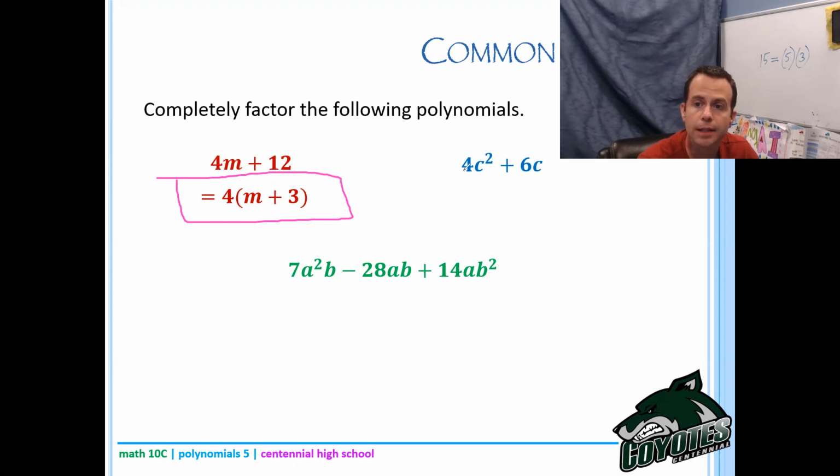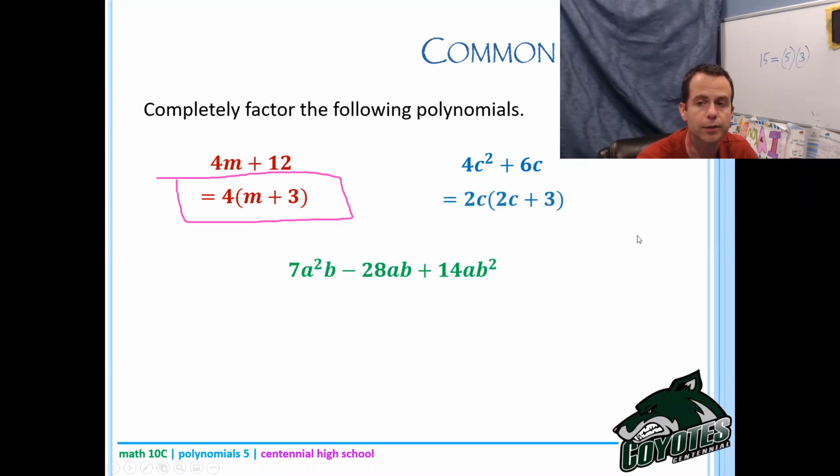All right, let's head over to 4c squared plus 6c. Well, between a 4 and a 6, the greatest common factor would be 2. And between a c squared and a c, the greatest common factor would be c. So 2c is my greatest common factor. I take that out, and that would leave me with 2c plus 3 inside the brackets.